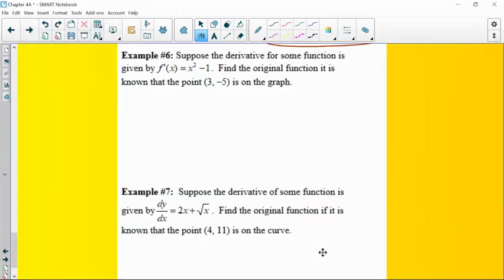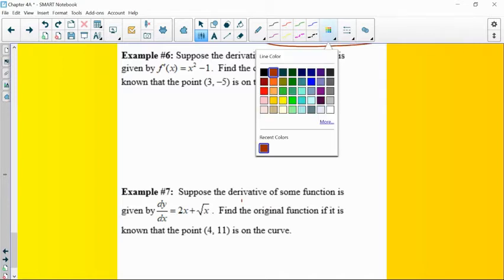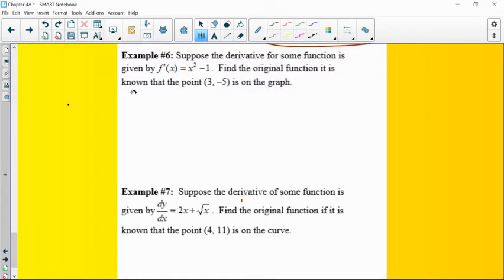All right, so just two more examples here to talk again more about finding antiderivatives. If you read through this, it basically tells us what we've been thinking about these problems. Suppose the derivative for some function is this. Derivative is that. Find the original function. So go backwards. We can apply that antiderivative symbol and solve this problem, saying, okay, let's find this antiderivative of x squared minus 1 with respect to x.